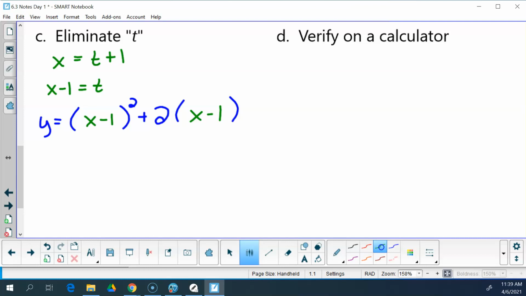I can make that look nicer. This could be x squared minus 2x plus 1 plus 2x minus 2. So we could make y here be x squared minus 1. Would make it look nice.